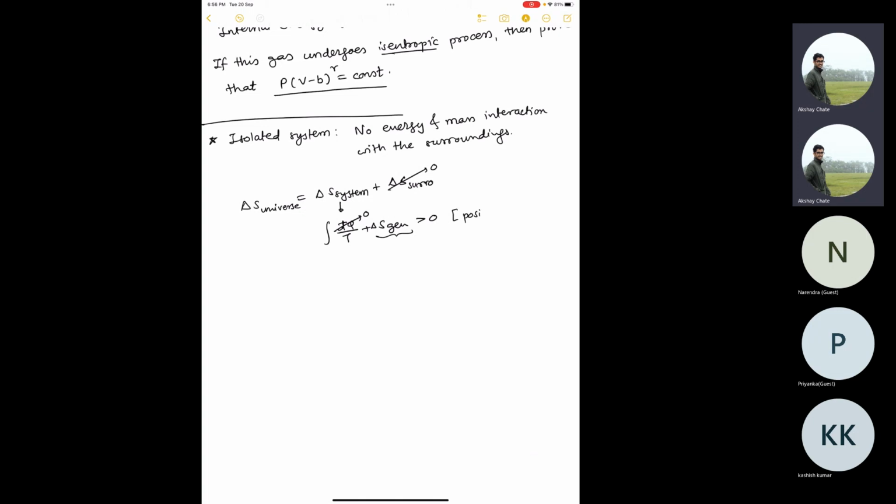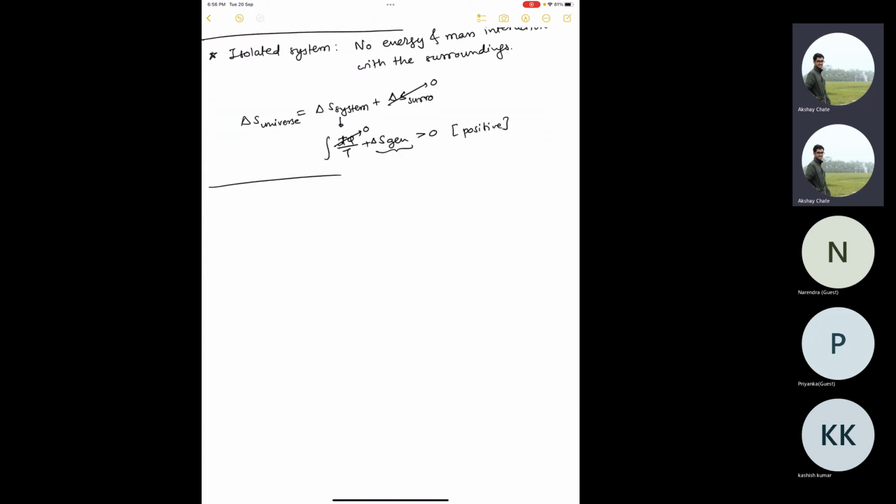So this is always positive. So when it is an isolated system, its entropy always increases. If everything in that system is reversible, then it may remain constant. But if it is a general isolated system, nothing is mentioned, you can say it will always increase. Only if all the processes inside that isolated system are reversible, then it will remain constant. So that is one type of insight.